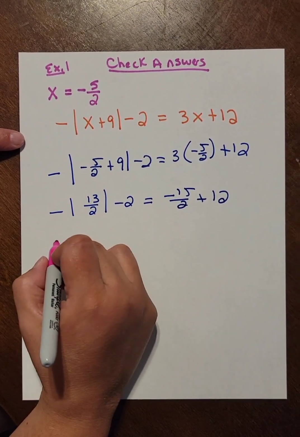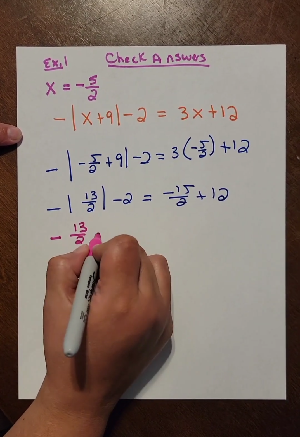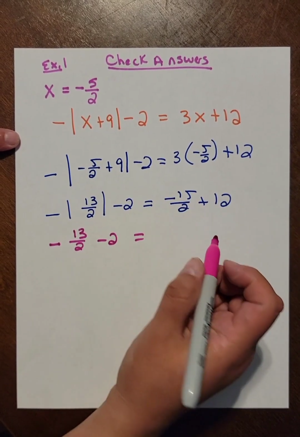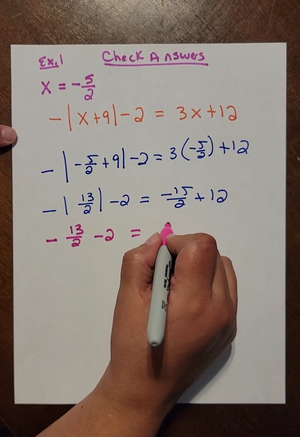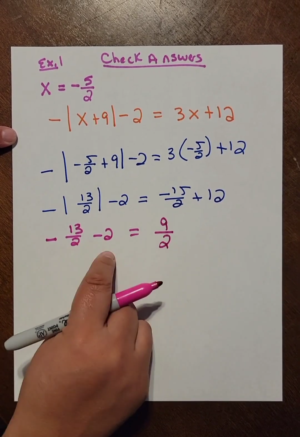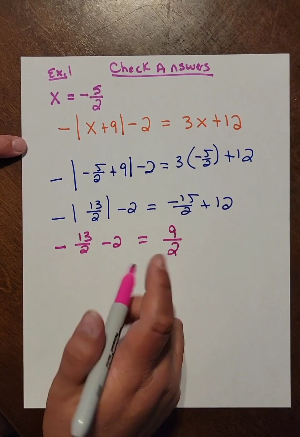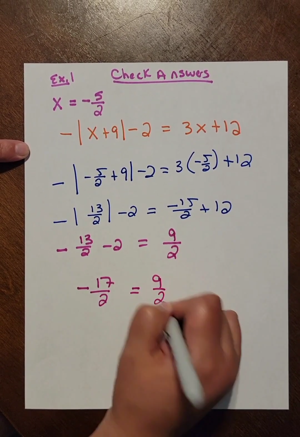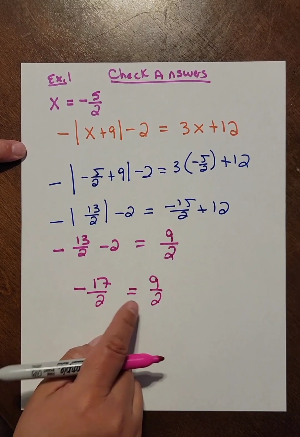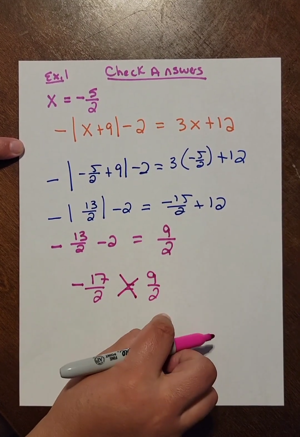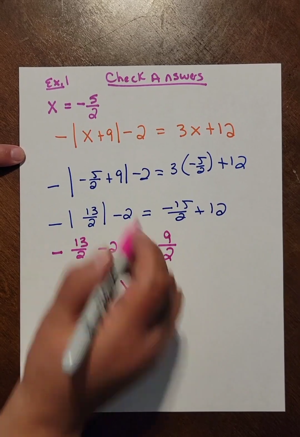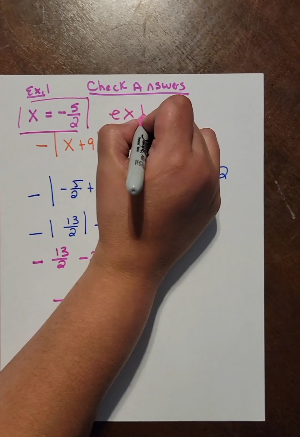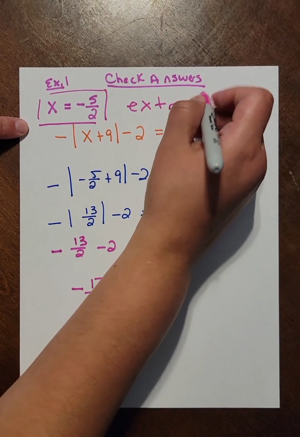So the absolute value of 13 over 2 is still 13 over 2. And negative 15 over 2 plus 12 is going to give me 9 over 2. So when I combine these two together, I end up getting negative 17 over 2 equals 9 over 2. Negative 17 over 2 does not equal 9 over 2. And so then for my solution of x equals negative 5 over 2, I would put here that it's an extraneous solution.